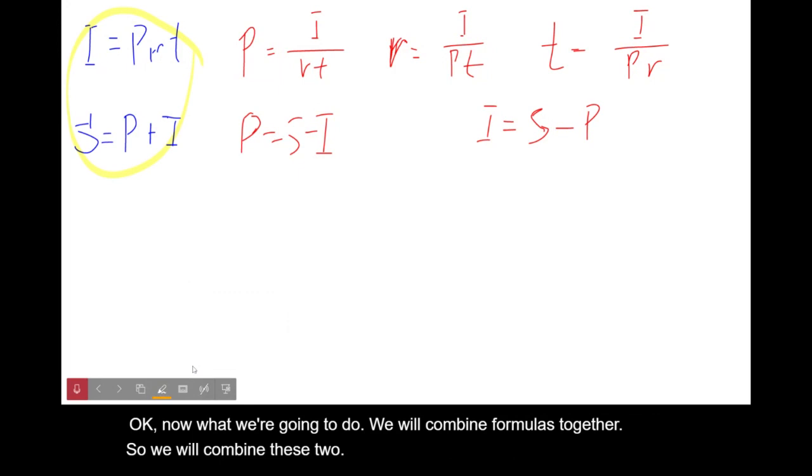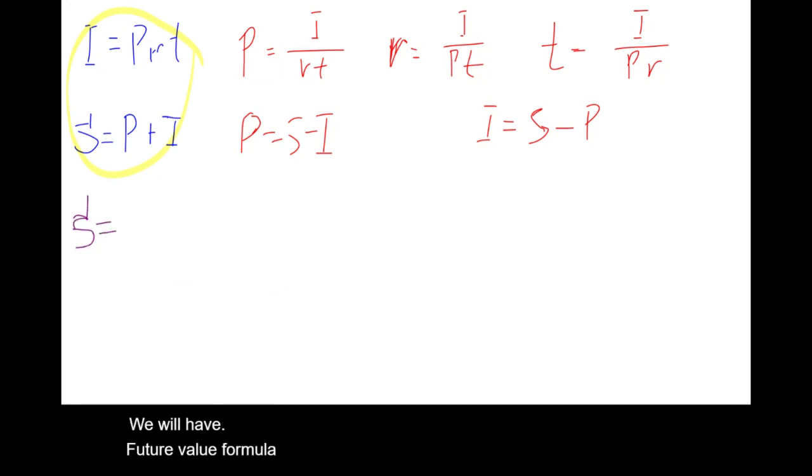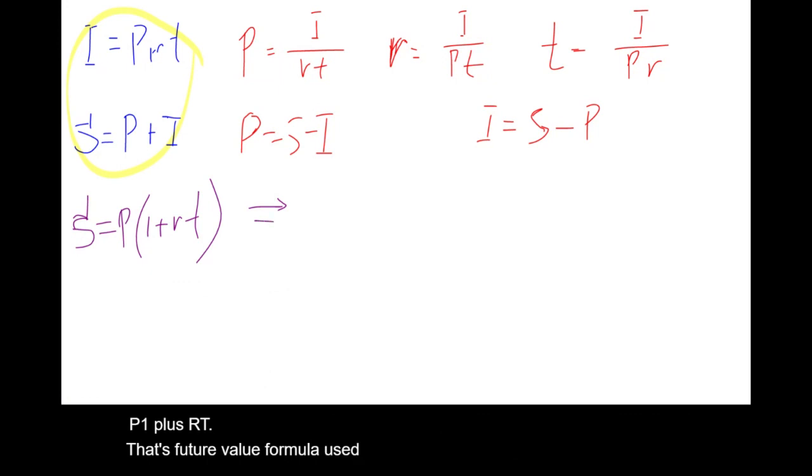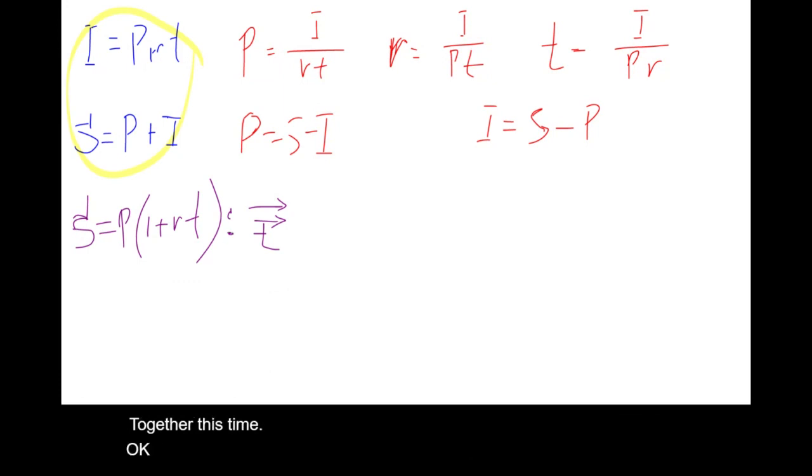and as a result, we will have the future value formula as S = P(1 + RT). That's the future value formula used when what? We move money together with time. Okay, that's when we use it. When we move money to the future, right?